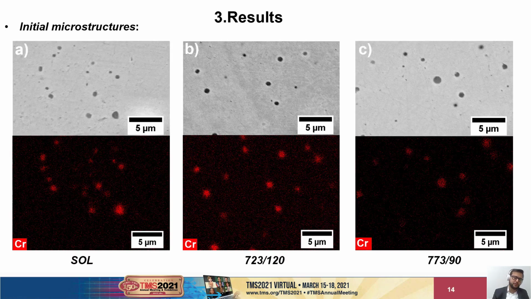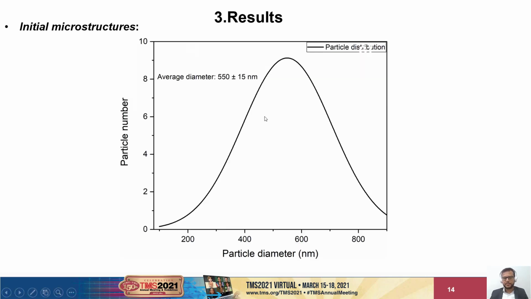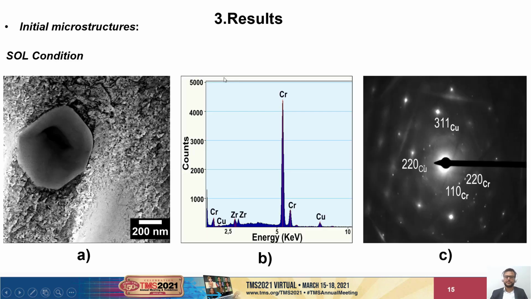Now, talking about the results, the alloy presented chromium-rich particles even after the solution heat treatment, which is due to the low solubility of chromium in the copper matrix. And these particles also remain in the alloy even after the two different aging heat treatments. And this is the particle size distribution of those chromium-rich particles, which presented an average diameter close to 500 nanometers.